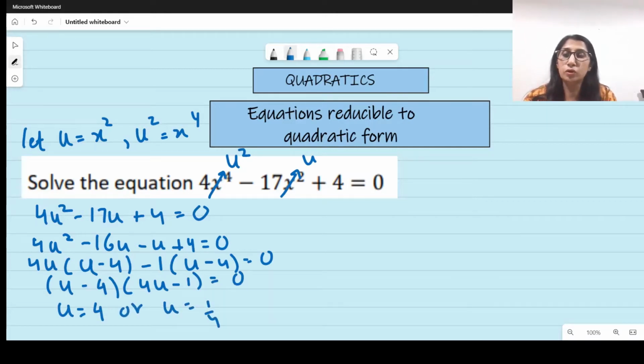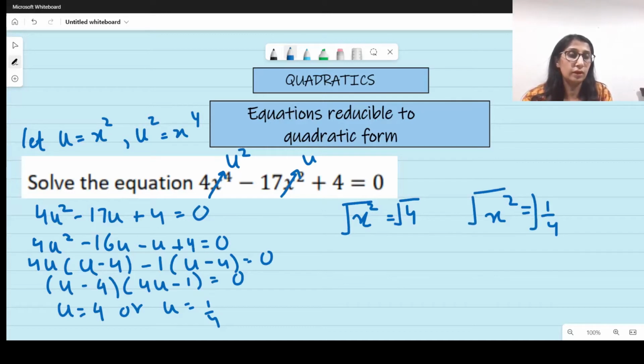Now we know u is actually equal to x squared, and we're supposed to find the value of x because this equation is in terms of x. So we replace u with x squared. So we get x squared equals 4 and x squared equals 1 over 4. Now take square root on both sides to get rid of the square on x. So we get x equals plus minus 2. Do not forget the plus minus 2. And x equals plus minus half.